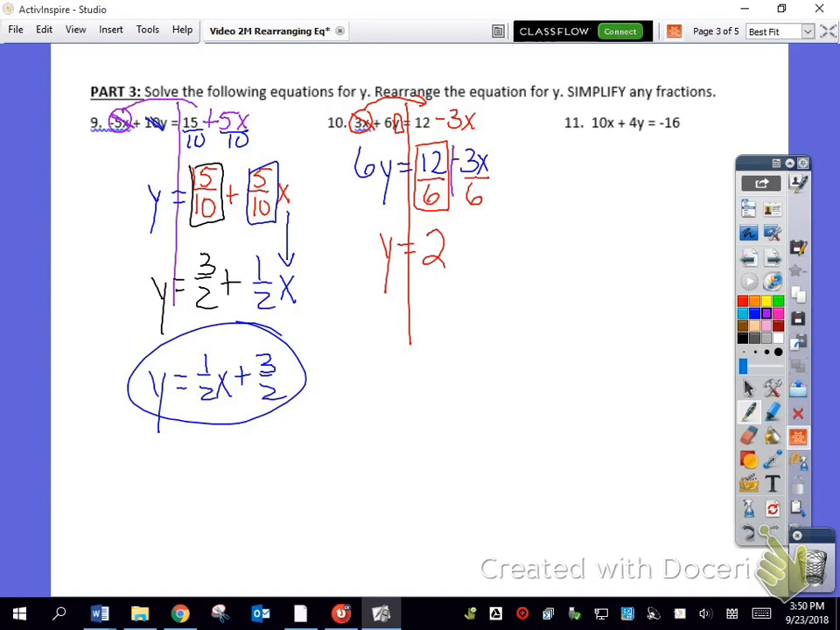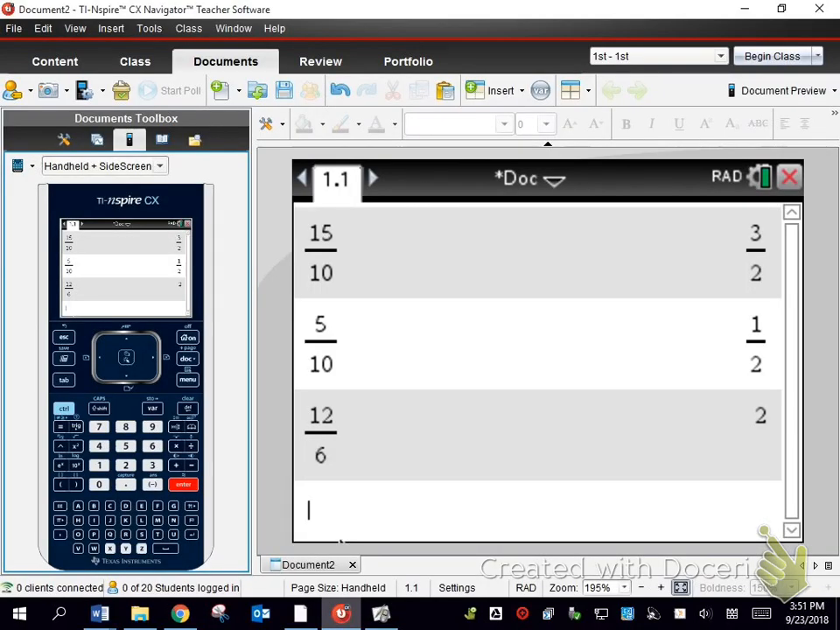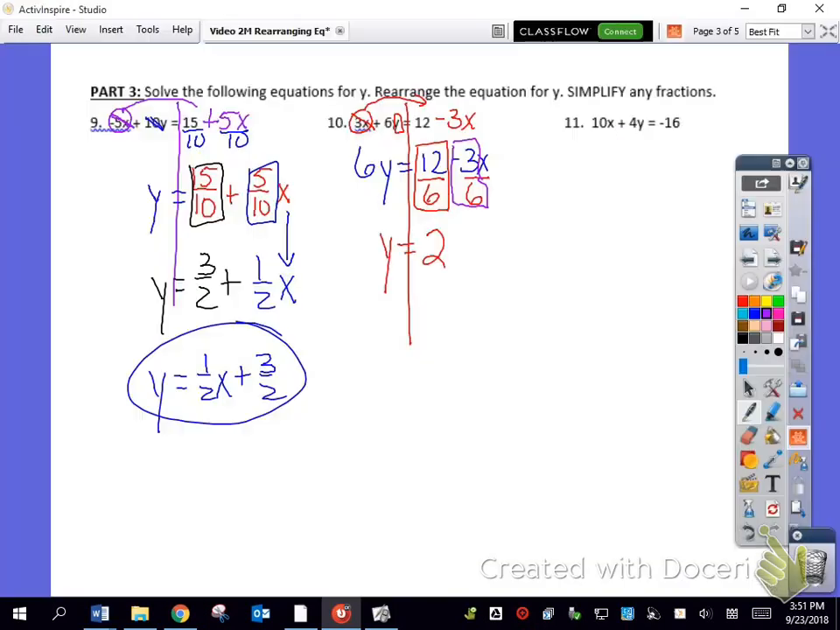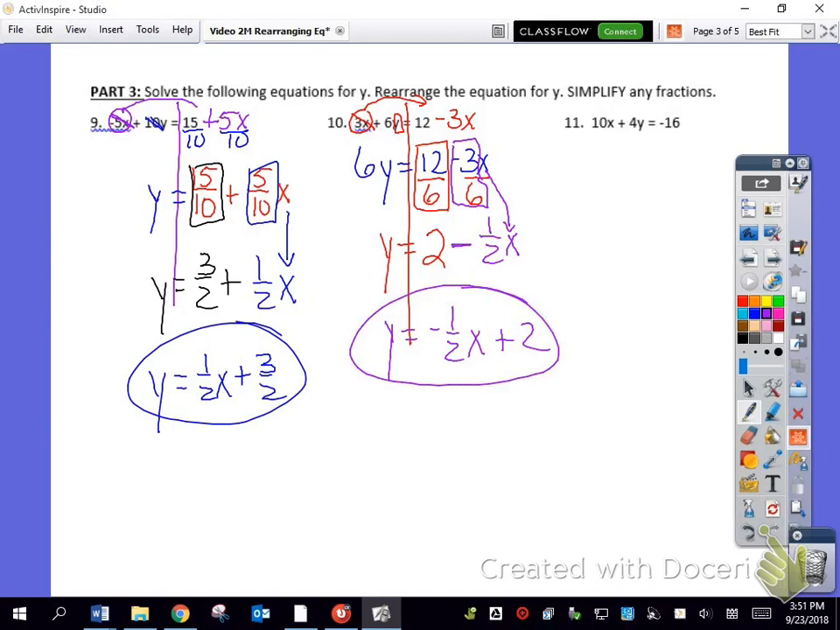And then you've got, now notice this is a negative, but you're not going to put the x in, okay? So control divide, you've got negative 3 over 6. So that's a negative 1/2. So you're going to put minus 1/2 and then bring your x down. Okay, so y equals negative 1/2 x, and that's a positive 2, so plus 2. And there's your slope-intercept form.